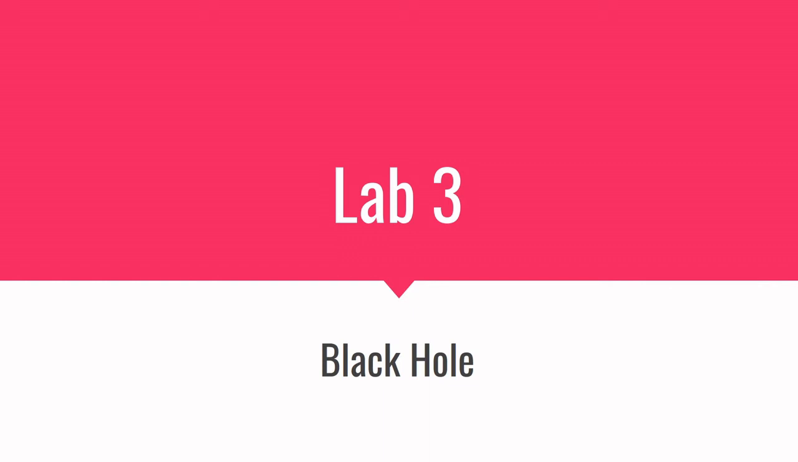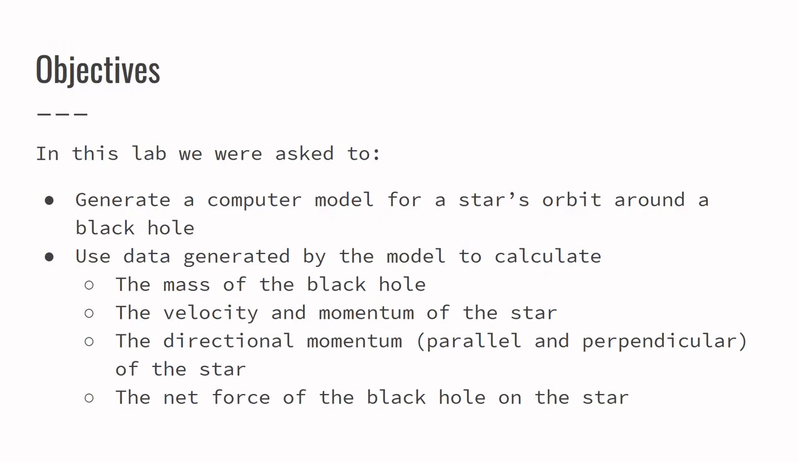Welcome to my report of Lab 3, where we look at a star's motion around a black hole. In this lab, we were asked to generate a computer model for a star's orbit around a black hole, and use the data generated by the model to calculate the mass of the black hole, the velocity and momentum of the star, the directional momentum of the star, and the net force of the black hole on the star.